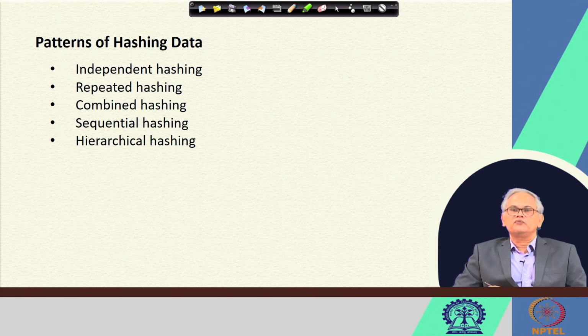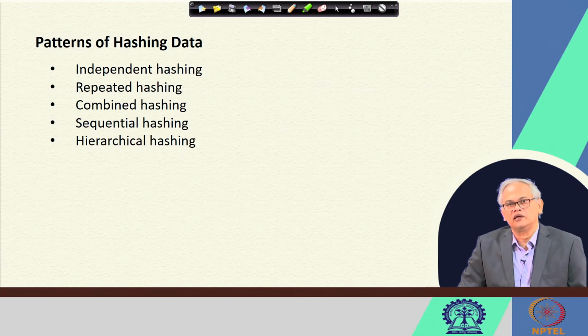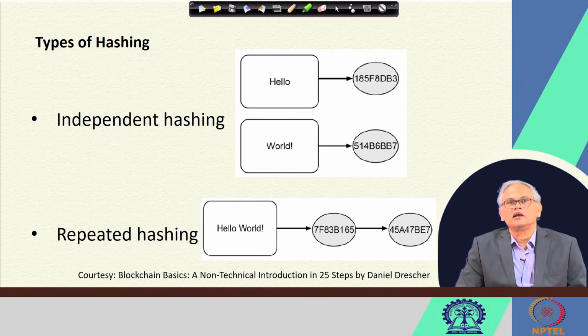Now, what we will see is, if there is more than one piece of data, what are the different ways we could combine their hashes. This is what we call the patterns of hashing data, and we will talk about these 5 different types of combinations or patterns. One is independent hashing, second is repeated hashing, then combined hashing, sequential hashing, and hierarchical hashing. Of course, you can also think of other ways of combining hashes of data. You are welcome to think about others beyond these 5 types.